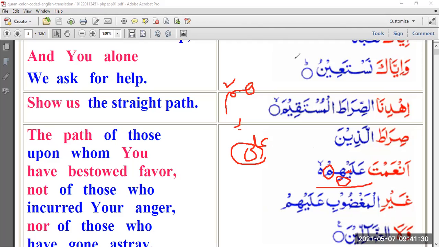So you understood now why this kasra has come? Because ya is being used, due to this short form of ya. Wherever you see a ya before a pronoun, it will be him instead of hum. Alayhinna, it will be like this.